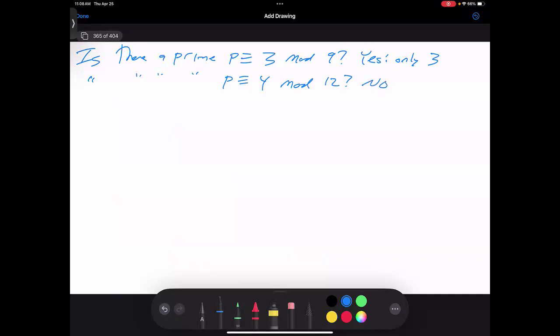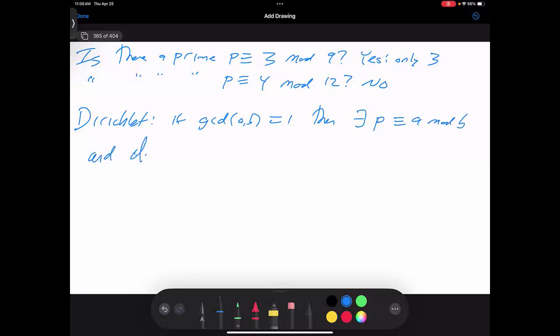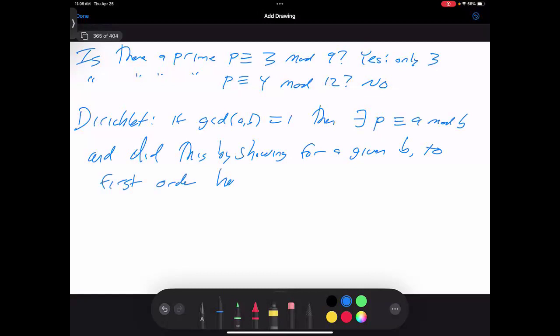No. And what Dirichlet showed is, if the GCD of A and B equals 1, then there exists a prime congruent to A mod B. And he did this by showing, for a given B, to first order, you have the same number of primes for any A with GCD of A and B equal to 1.